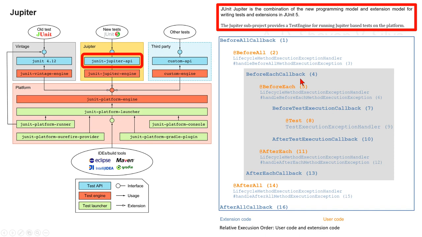Here the default void handleBeforeAllMethodExecutionException(ExtensionContext, Throwable) in the interface LifecycleMethodExecutionExceptionHandler. Handle the supplied Throwable that was thrown during the execution of @BeforeAll lifecycle method.